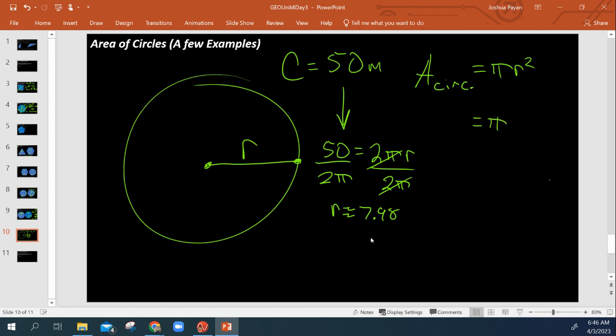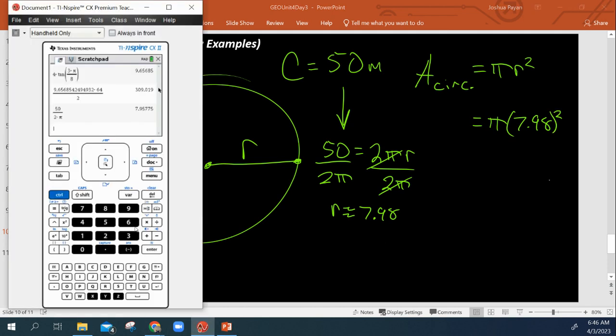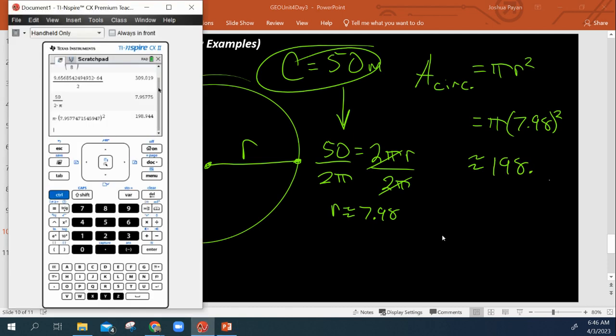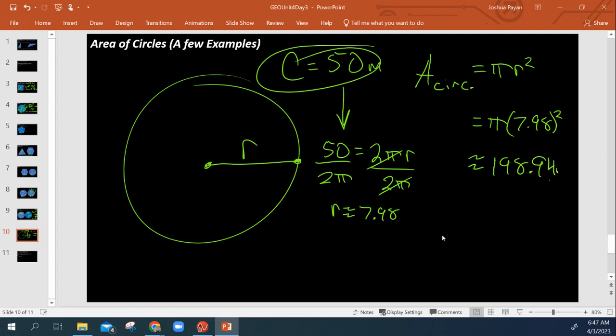To calculate the area of the circle, pi times r squared, so 7.98 squared. I'm just going to throw that in here. So pi times the radius, let's copy and paste here, squared, and I'm done: 198.94. So the area of a circle with a circumference of 50 meters is 198.94. And that would be meters squared, because we're in meters.